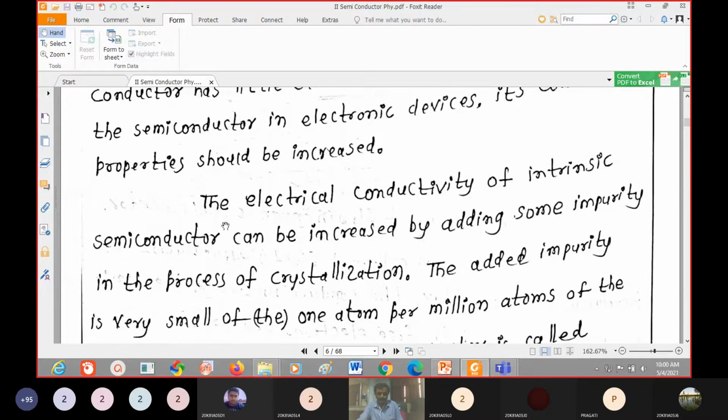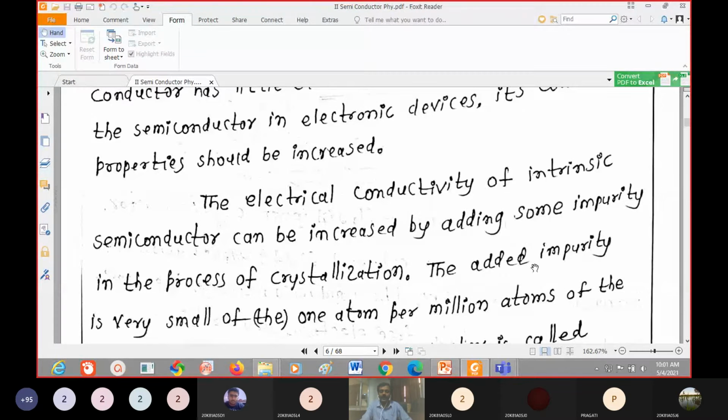Once again, I will read here. The electrical conductivity of an intrinsic semiconductor can be increased by adding some impurities in the process of crystallization. So while preparing the semiconducting material, we will dope it.